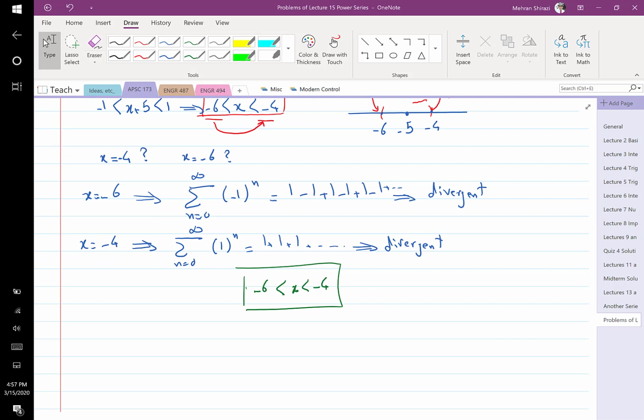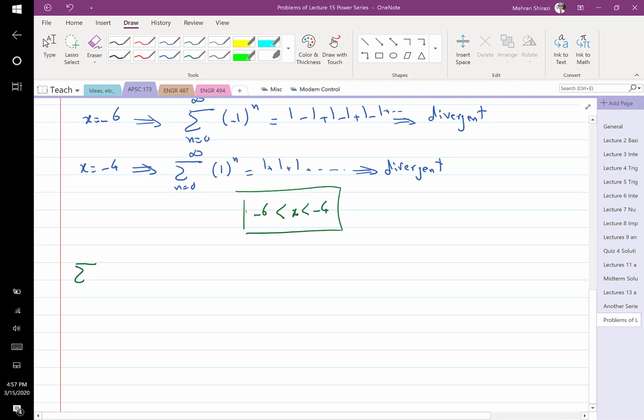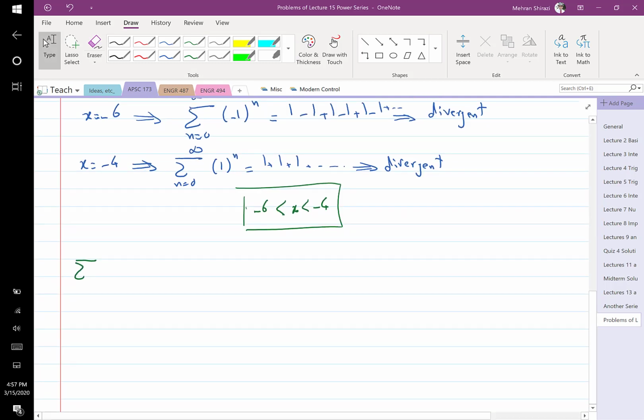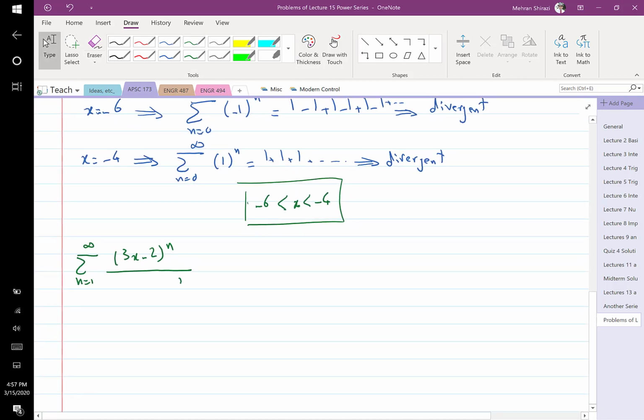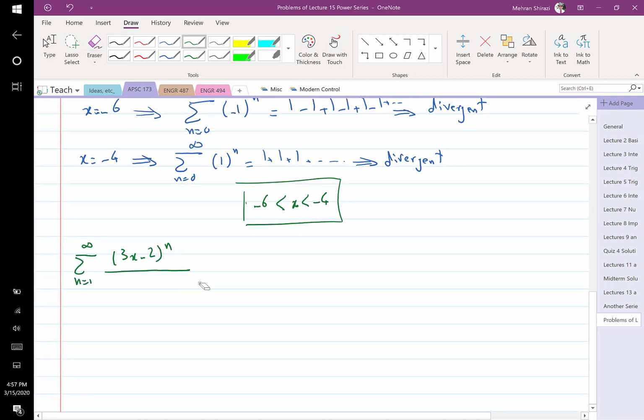The next example I'm going to solve is question 4 from the assignment: the sum from n equals 1 to infinity of (3x minus 2) to the power of n over n.